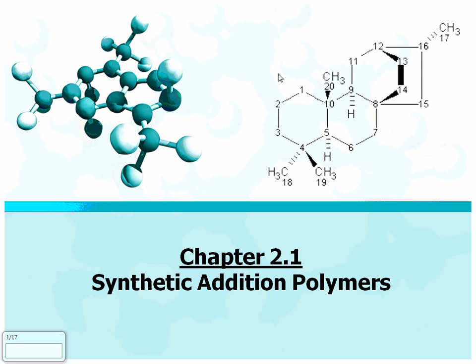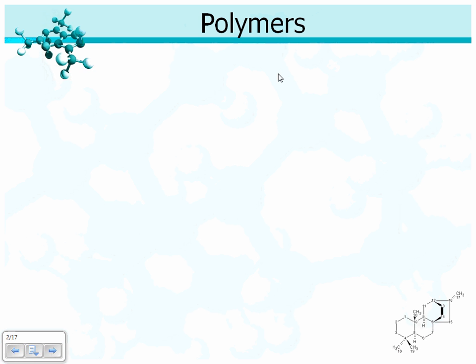All right, our last note is going to be on polymerization reactions. We're going to look at two different types of polymers, polymers that are made with an addition reaction and polymers that are made with a condensation reaction. So our first step is to look at synthetic addition polymers, and then we'll look at synthetic condensation polymers. So first off, polymers.